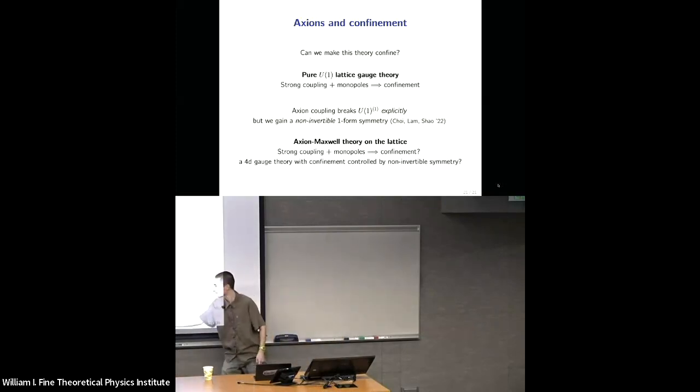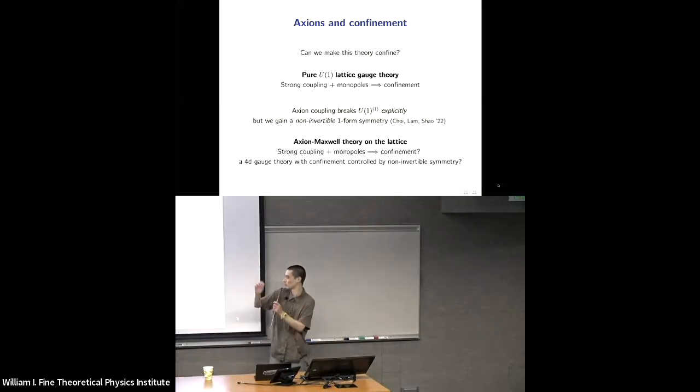Now, because of the Witten effect, these monopoles themselves carry some world-line degrees of freedom. So this is something that I want to look into. I think it's a very interesting question of what the strong coupling expansion looks like in this theory, and whether we can really make it confined. As far as I know, this is the first discretization of axion electrodynamics on the lattice, so there's no existing literature on this.